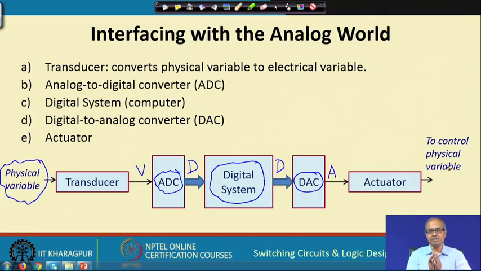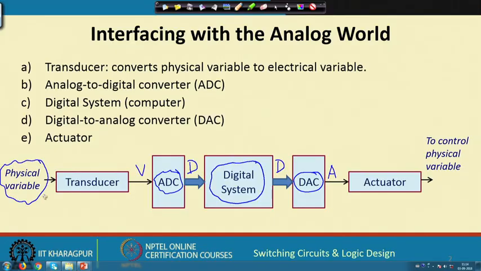Let us take an example. Suppose we are trying to build a temperature controller, means we want to set the temperature of an environment to some preset temperature, let us say 35 degrees. So, what we do? First we sense the temperature. The transducer can be some kind of a temperature sensor. There are so many kinds of temperature sensors available. You can use any kind of a temperature sensor that will convert the temperature into a voltage.